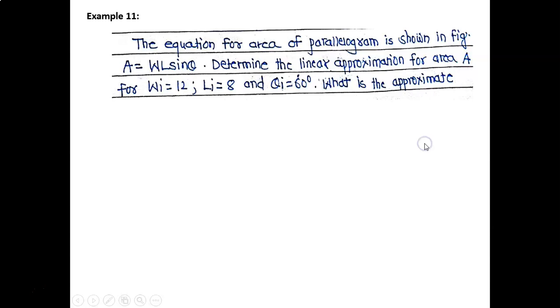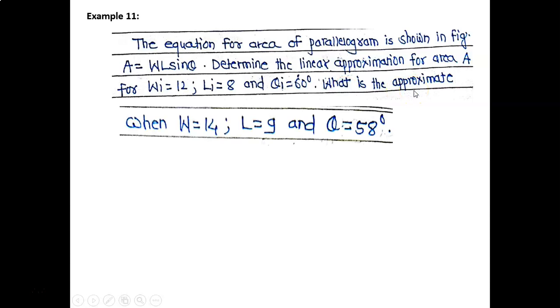Now next, example 11. The equation for the area of a parallelogram is shown in the figure, that is, the equation of area of parallelogram is A is equal to W L sin theta. Determine the linear approximation for area A for Wi is equal to 12, Li is equal to 8 and theta i is equal to 60 degree. What is the approximate value of A? Now here I will start when W is equal to 14, L is equal to 9 and theta is equal to 58 degree.